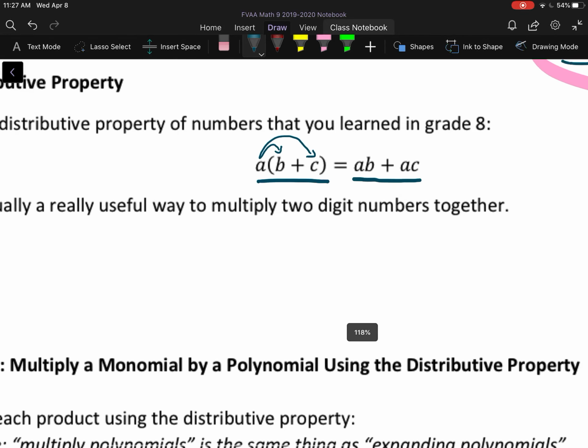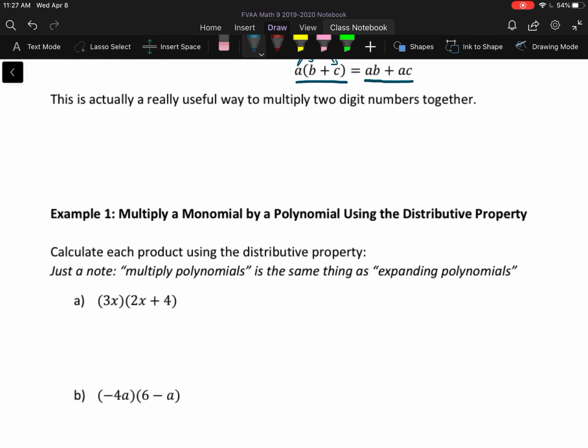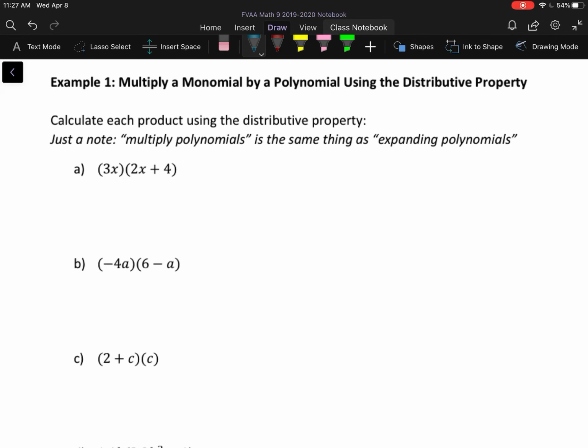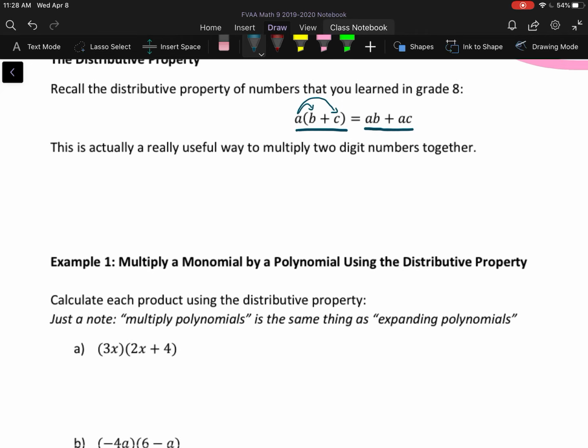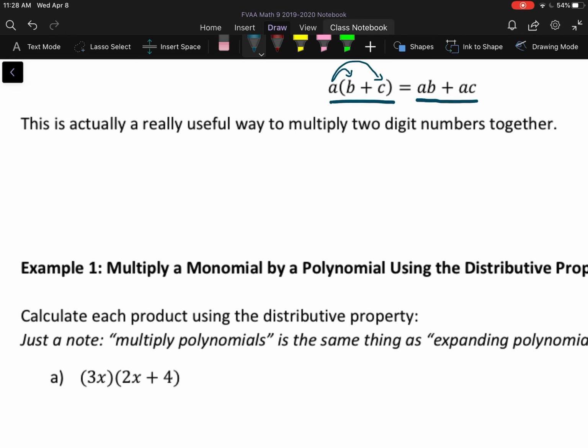So let's look at some examples, because this is a very useful way of looking at solving different questions and different numbers. We're going to calculate each product using the distributive property. Actually, real quick before we do this, the distributive property is a really useful way to multiply two-digit numbers together.